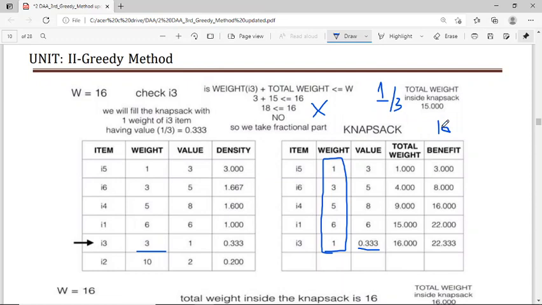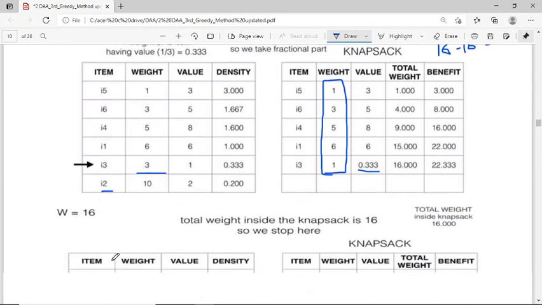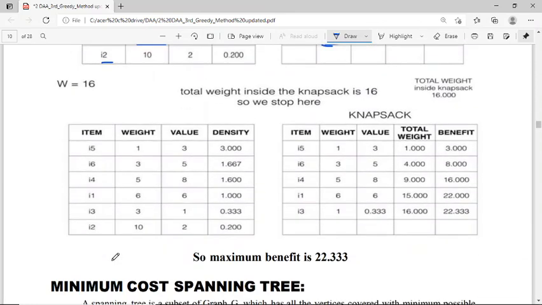So now, after this, is there anything remaining? 16 minus 16, because we added 1 here, so our weight is 16. So what is our bag capacity now? It is 0. So of the rest of the items, only 1 item is remaining here. This item we cannot include in the bag because the total weight inside the knapsack is 16. So we stop here. We are not including any other item.